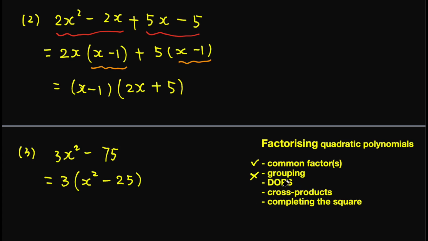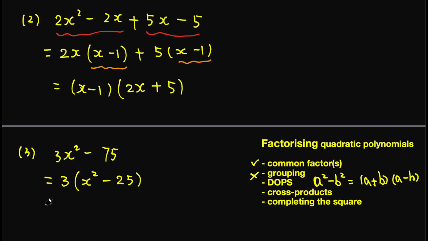And consider dots. Dots, it is about the difference of perfect squares. Then if we have a squared minus b squared, it can be factorized into these two: a plus b, a minus b. It doesn't matter which one you put to the front.